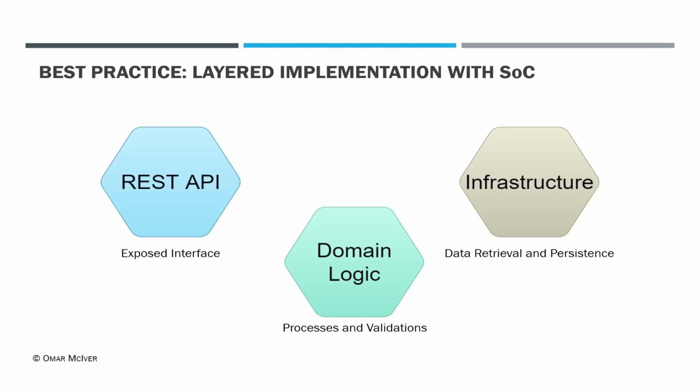Now, when we come to implement our example microservice, we will break the project up into 3 sub-projects. It's very similar to a 3-tiered approach to software development, where you would have your presentation layer, your business logic layer, and your data access layer. I term these slightly differently here, but it's the same thing. We have an exposed interface, which is our presentation, if you will. That is our REST API.